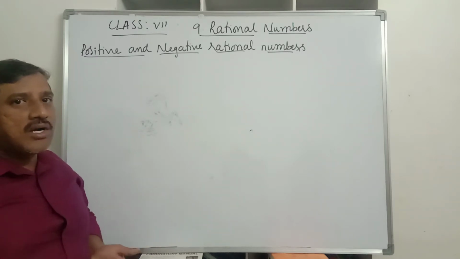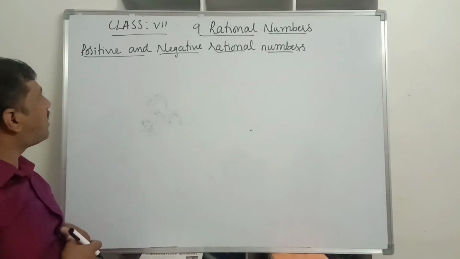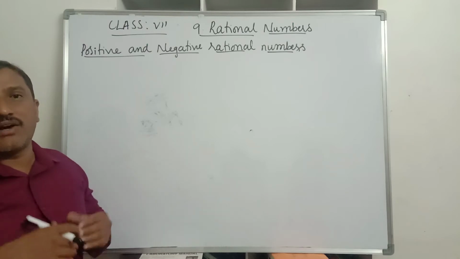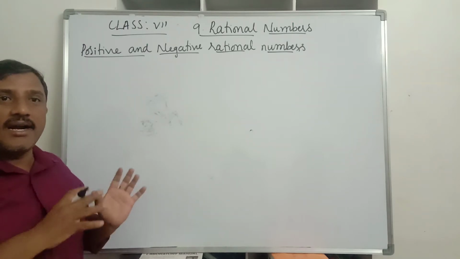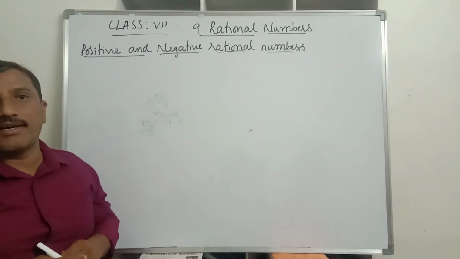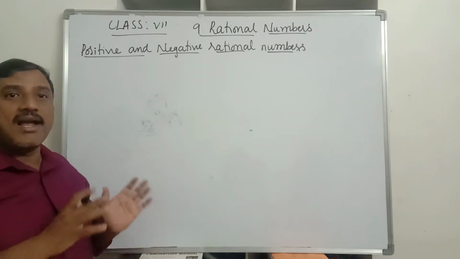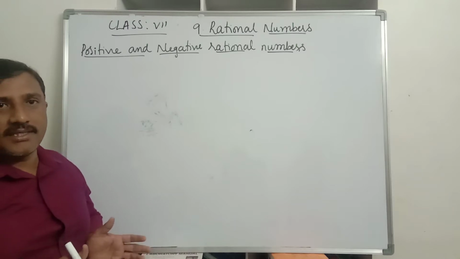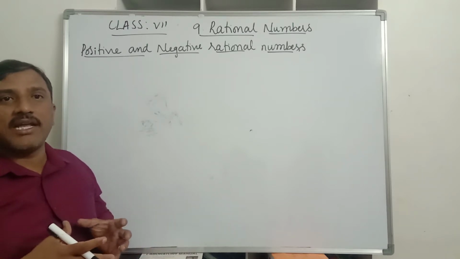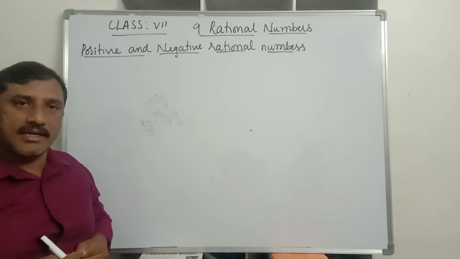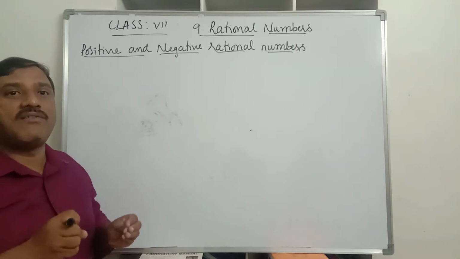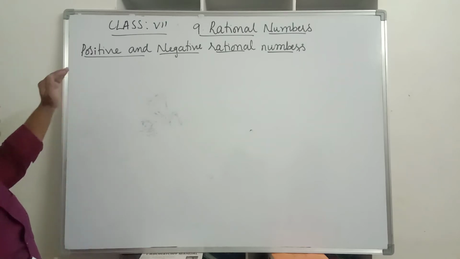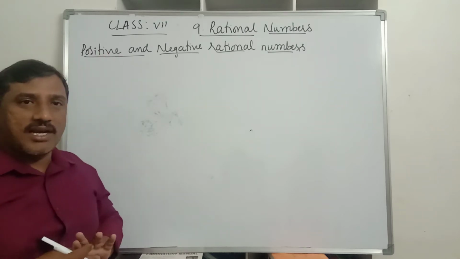Now today we are going to discuss positive and negative rational numbers. What are positive and negative rational numbers? And rational numbers in the standard form, comparison of rational numbers, and finding rational numbers between any two given rational numbers, we will discuss today. Now, what are positive and negative rational numbers?